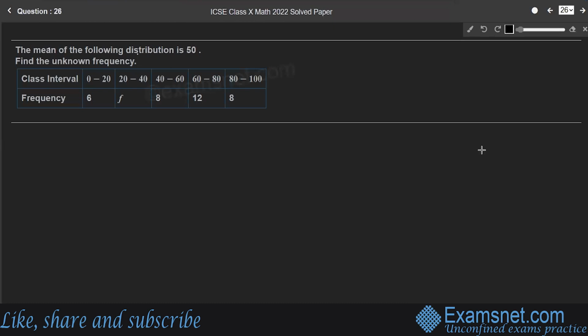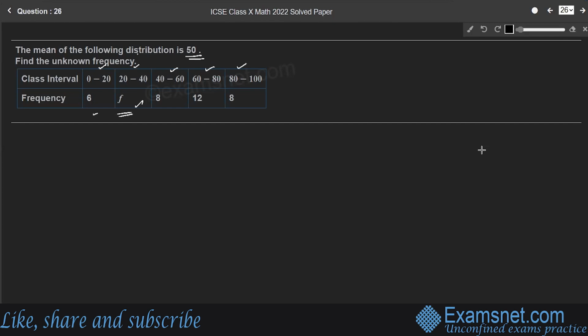Question 26. The mean of the following distribution is 50. Find the unknown frequency. Here the class intervals are 0 to 20, 20 to 40, 40 to 60, 60 to 80 and 80 to 100. And the frequencies are 6, f, 8, 12 and 8. Here f is an unknown frequency whose value we need to find.